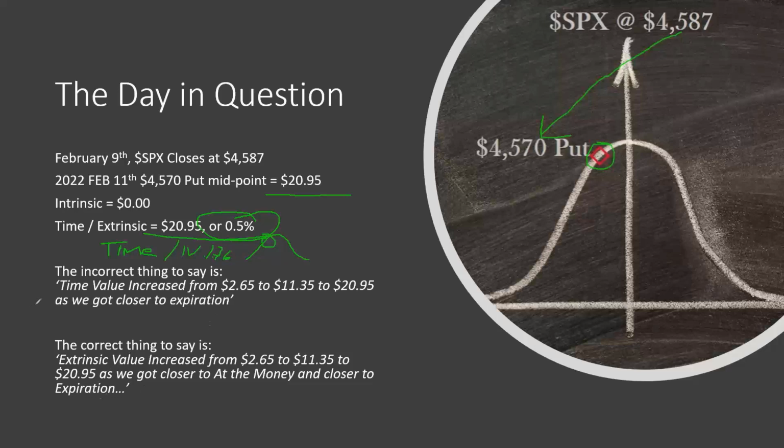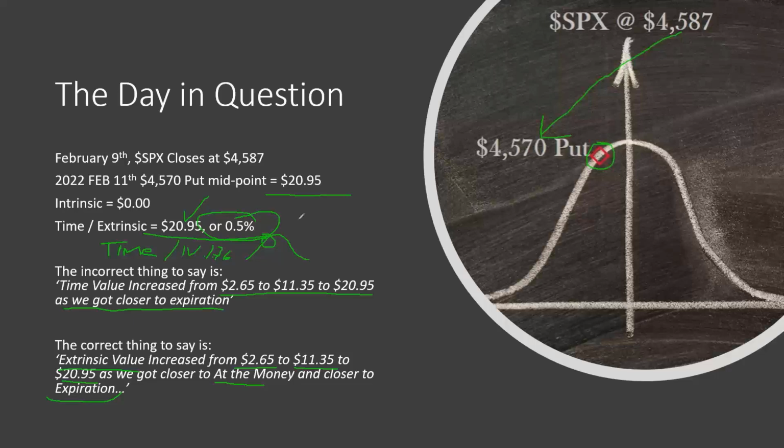So the incorrect thing to say in this case is time value increased from 265 to 1135 to 2095 as we got closer to expiration. How can that happen? And that's the incorrect thing to say. That's not the correct statement at all. The correct thing is extrinsic value increased from 265 to 1135 to 2095 as we got closer to at the money and closer to expiration. The highest time value, the highest extrinsic value, not the highest value. The highest value was 2 days ago when the stock was 87 points in the money. It was priced at 89.65. But again, that's why these positions can look so expensive.